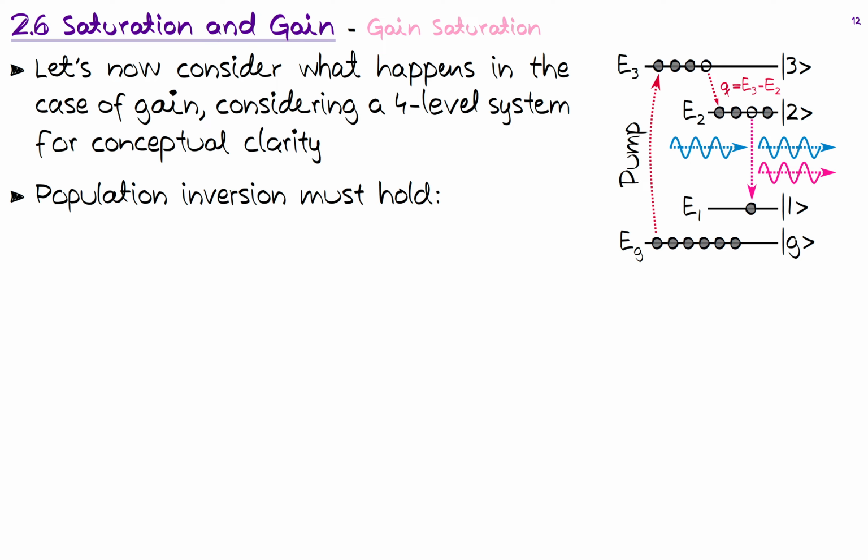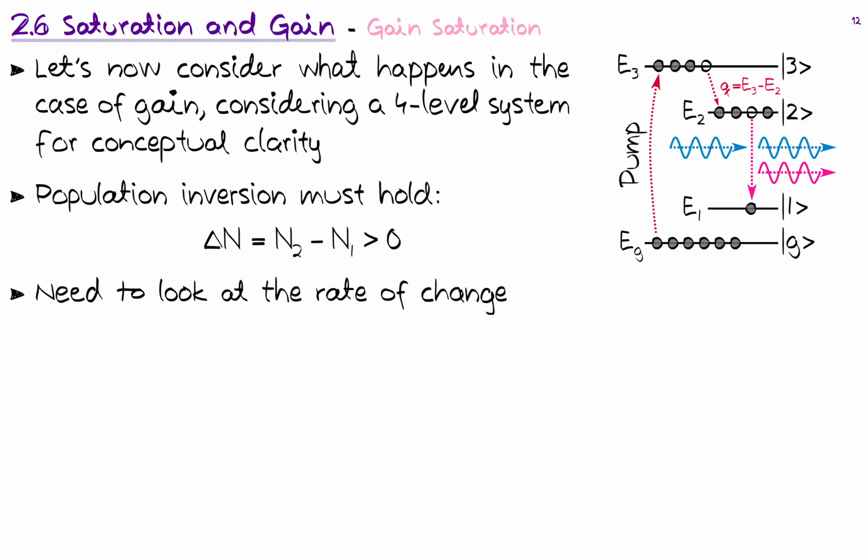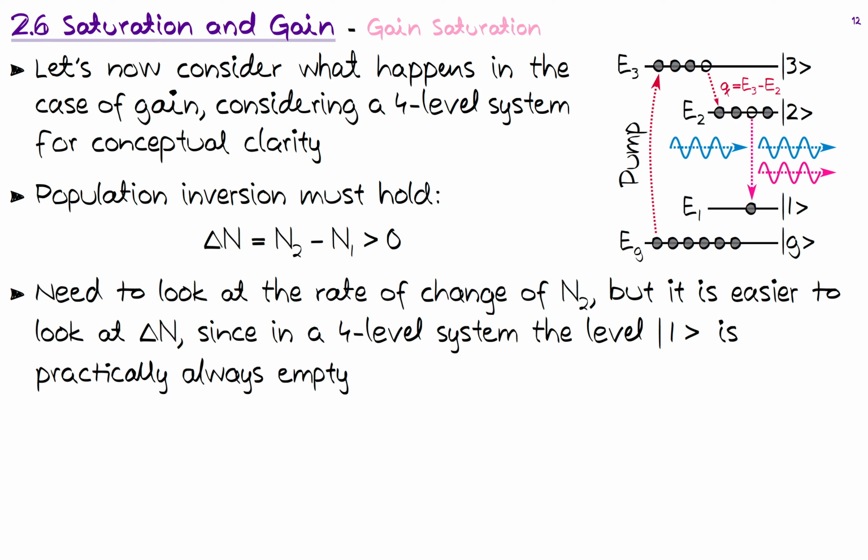Now the population inversion, of course, must hold, since we are considering a gain system. So delta N, in our case N2 minus N1, must be greater than 0. We would want to look at the rate of change of N2, but it's far easier to look at just the population inversion delta N, because in a 4-level system, level 1 is practically always empty. That's the beauty of using a 4-level system and not a 3-level system. So essentially, the population inversion delta N equals N2, or is very close to N2.